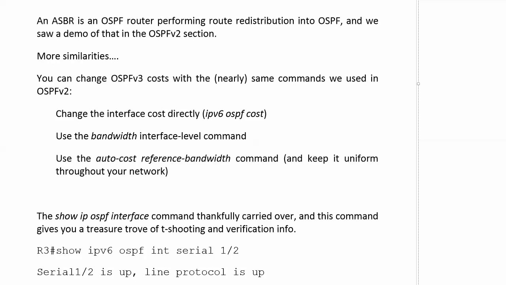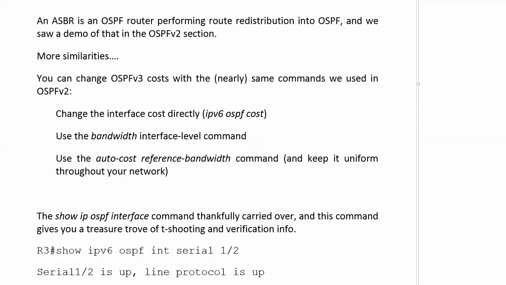More similarities. You can change version 3 costs with nearly the same commands we used in version 2, and we went over all three of these. You can change the interface cost directly with IPv6 OSPF cost. You can use the bandwidth interface level command, or you can use the auto-cost reference-bandwidth command and keep it uniform throughout your network. So saith Cisco and so saith Chris. You really need to do that.